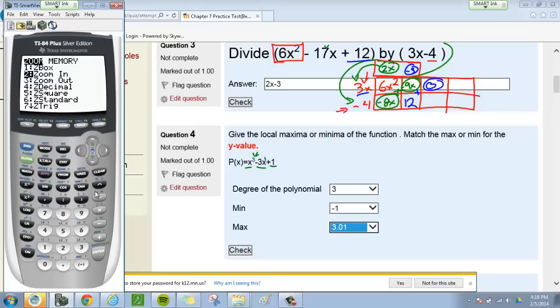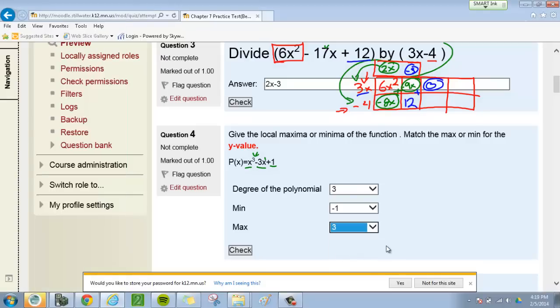Zoom in. Enter. Okay, yeah, I guess it's a little bit. 3.01. Gosh, that's tough to tell on that one. Zoom in again. 2.99. Okay, I'm going with 3 on this one.